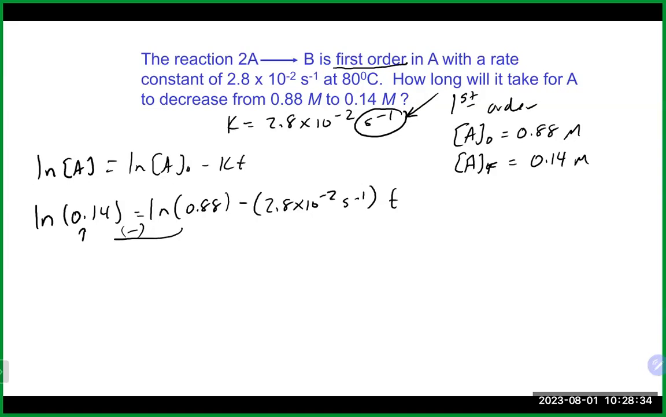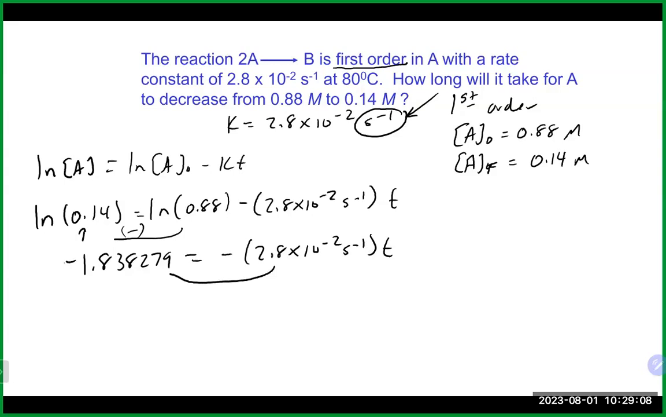That is going to get us, let me try again, the natural log of 0.14 minus the natural log of 0.88. Gets us a minus 1.838279. I'll take a few digits. That will equal a negative 2.8 times 10 to the minus 2 reciprocal seconds times our time.